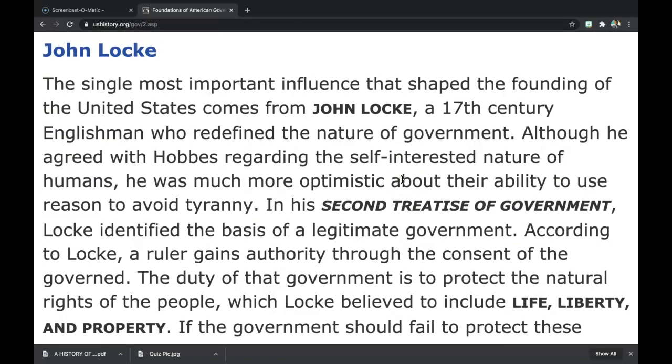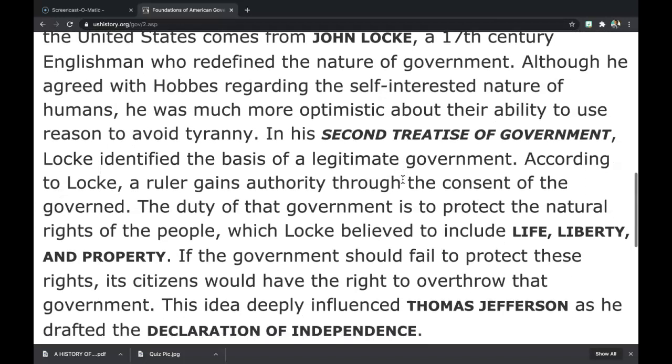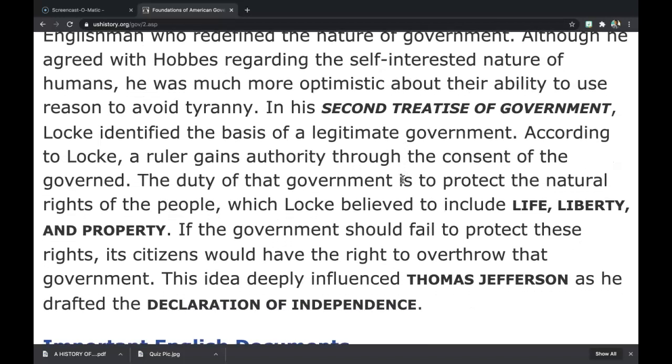John Locke. The single most important influence that shaped the founding of the United States comes from John Locke, a 17th century Englishman who redefined the nature of government. Although he agreed with Hobbes regarding the self-interested nature of humans, he was much more optimistic about their ability to use reason to avoid tyranny.